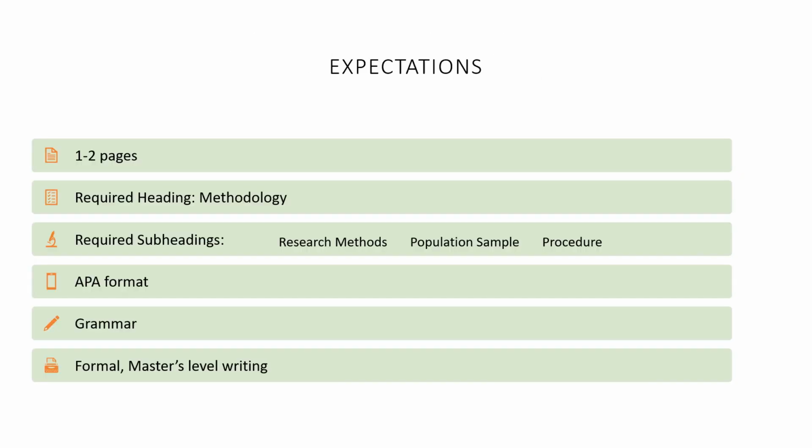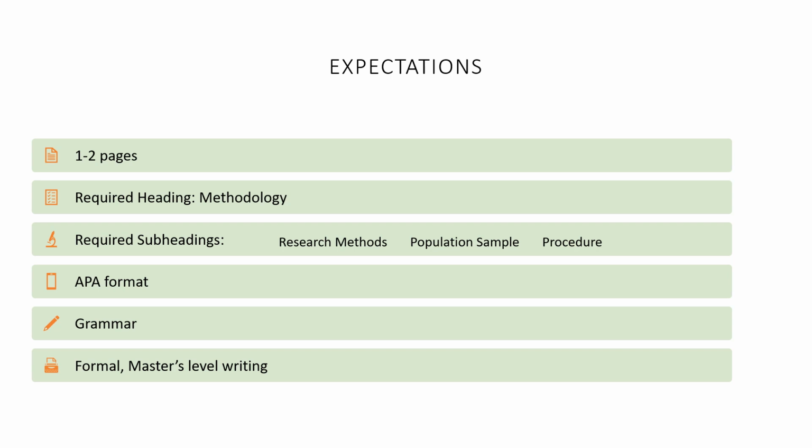Before I let you go, I want to go over the expectations of what you're going to be graded on as we grade your formative submission and your final copy. This section should be 1 to 2 pages in length. You need the required heading of methodology, and the required subheadings are research methods, population sample, and procedures.